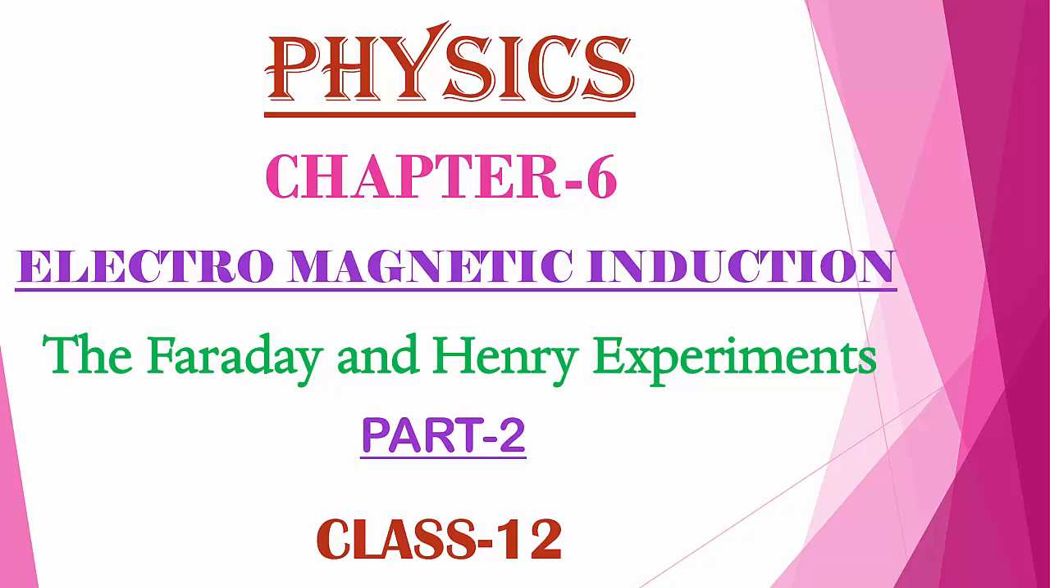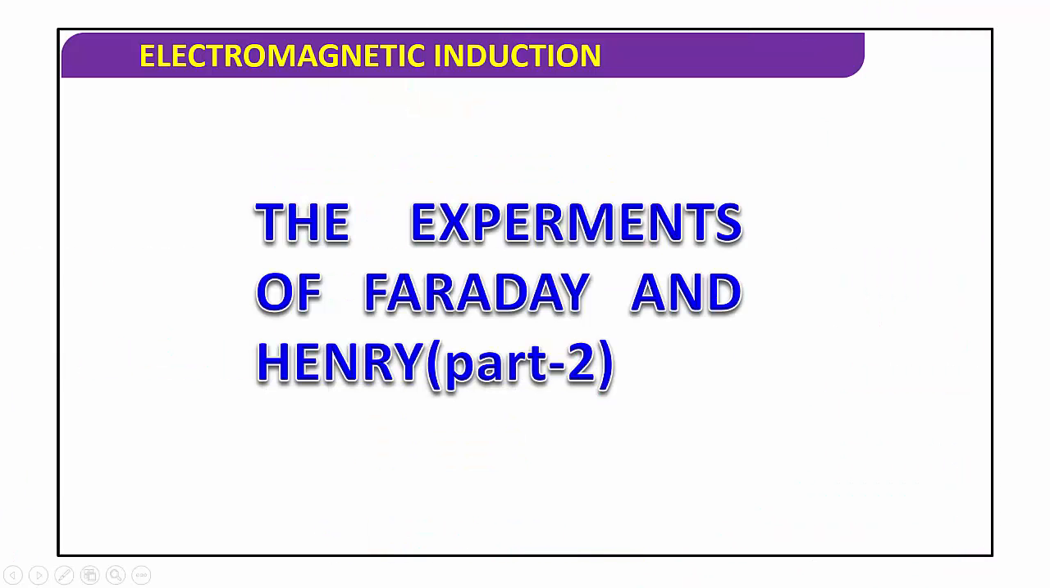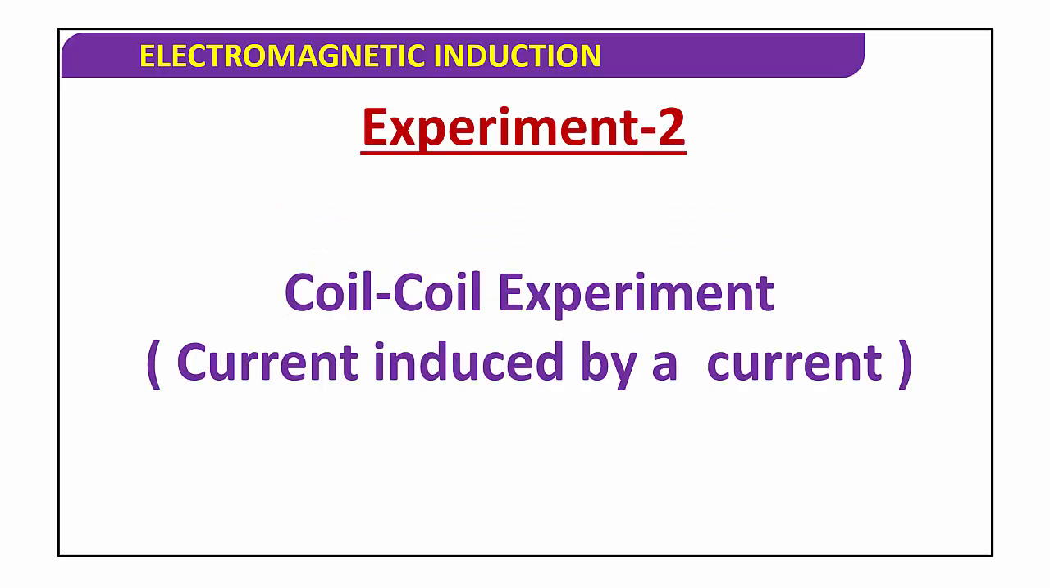In the previous class we studied the first experiment, which is called the coil and magnet experiment, or current induced by a magnet. There are three series of experiments which were done by the scientists Faraday and Henry, so these experiments are called Faraday and Henry experiments. We studied the first experiment in the previous class and today we can study the remaining two experiments, experiment 2 and 3.